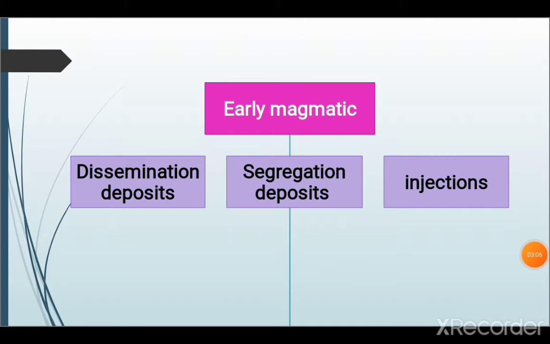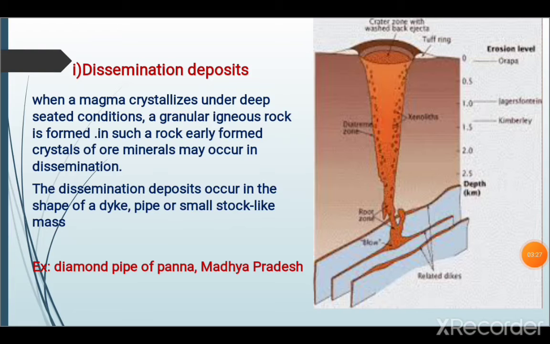The early magmatic deposits are further subdivided into three groups. The first one is dissemination deposits, the second one is segregation deposits, and the third one is injections. The first type of early magmatic deposits are dissemination deposits.